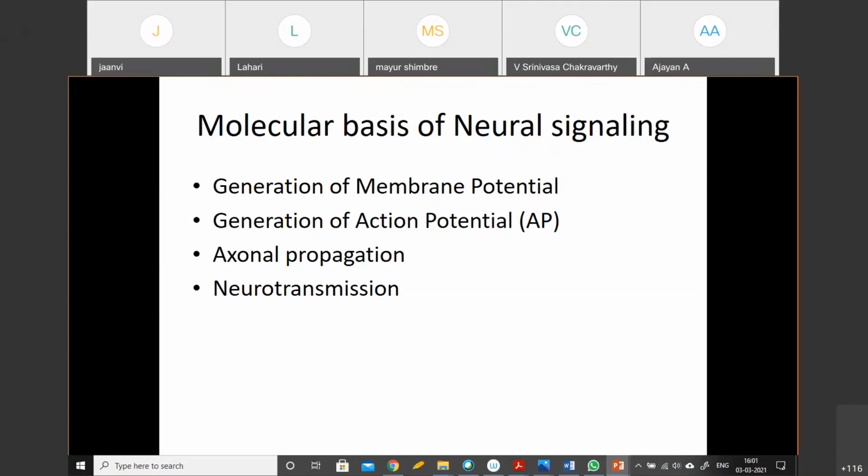Similarly, how does the signal propagate along the axon? How come it doesn't lose amplitude? It doesn't get deteriorated.